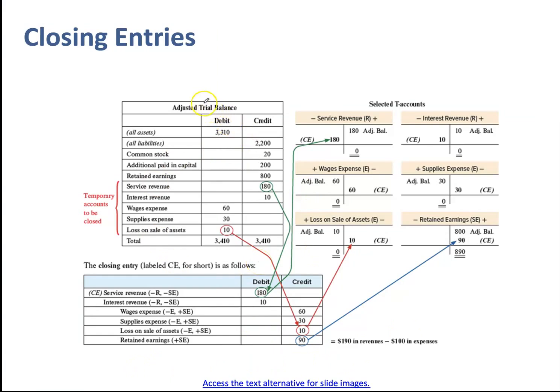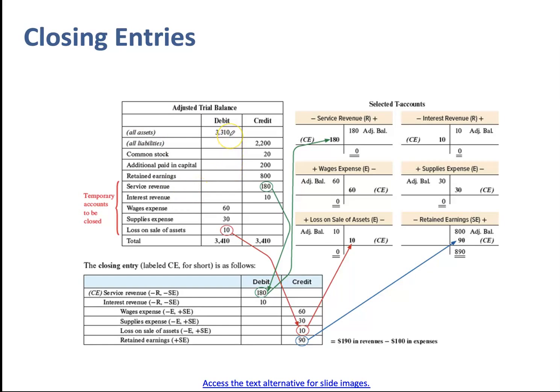Now, if you look at the adjusting trial balance, first of all, stop here for a second. What is the adjusting trial balance? Adjusting trial balance is the trial balance that reflects all the adjusting entries. Remember in the previous video, we talked about what if we have unearned revenue from the last period and this period we fulfill with services? We recognize revenue from the unearned revenue. So when that happened, we change the unearned revenue account, we change the revenue account.